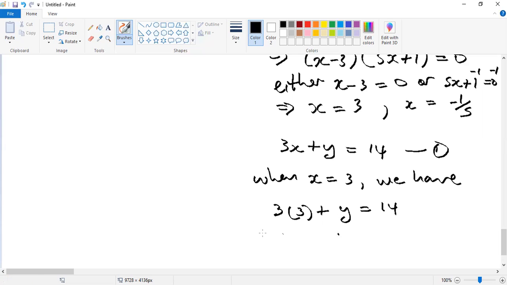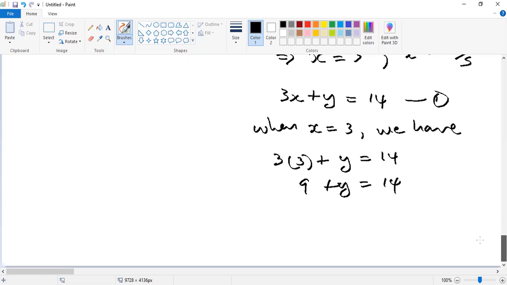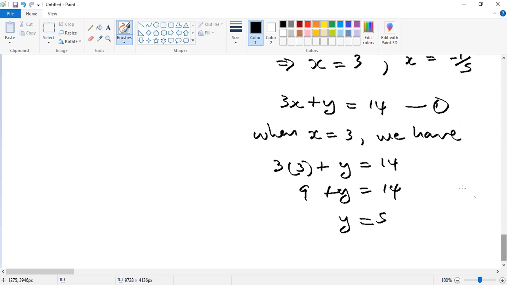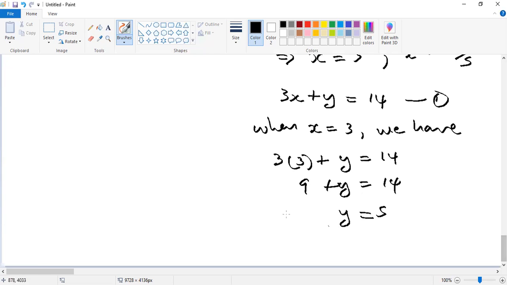we have 9 plus y equal 14. So we'll subtract 9 from both sides, and y is now 5. So when x equal 3, we have this situation. You can either tell them that you're going to substitute x equal 3 into equation 1. I can probably do it the next way for the other one.